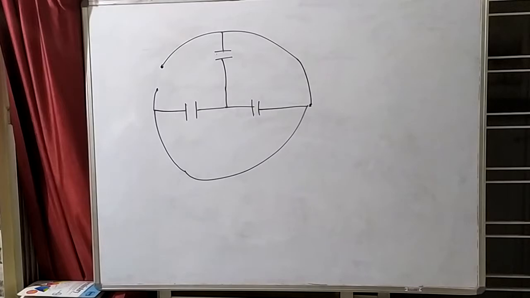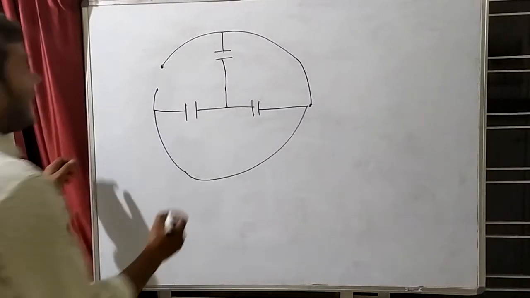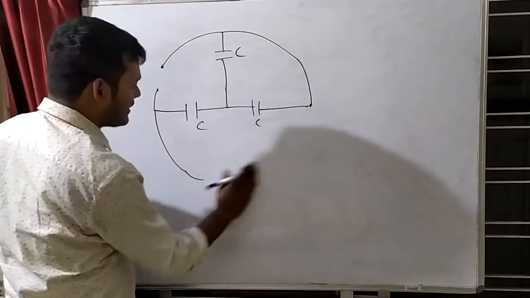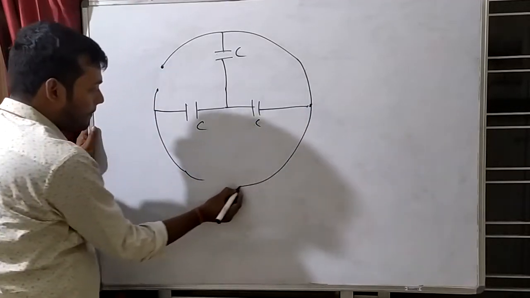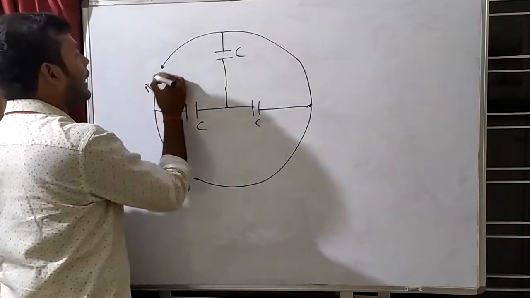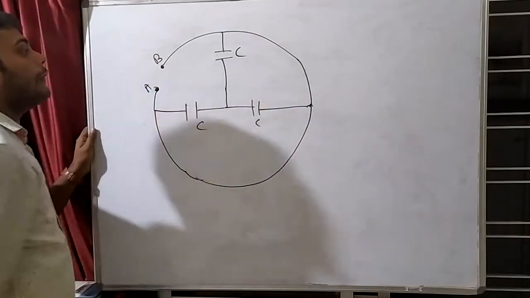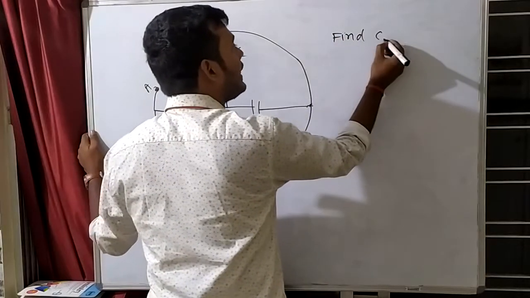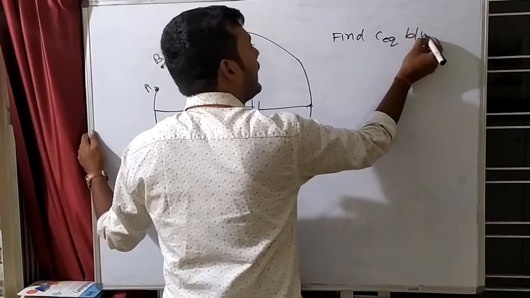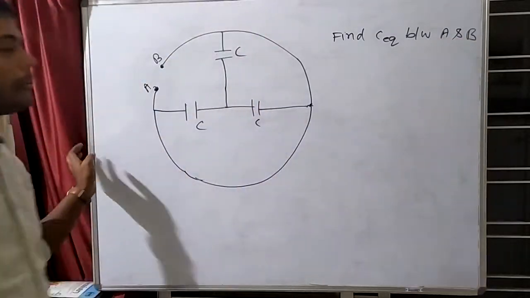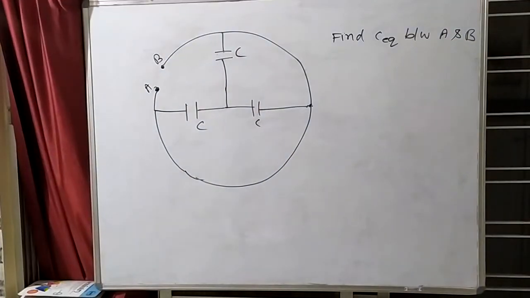Okay. Let me take this question. Suppose that this is a circle. This point is, let's say, A, and let's say this point is B. We have to find the equivalent capacitance. The question is: find C equivalent between A and B. What we have to find? Equivalent capacitance between point A and point B.